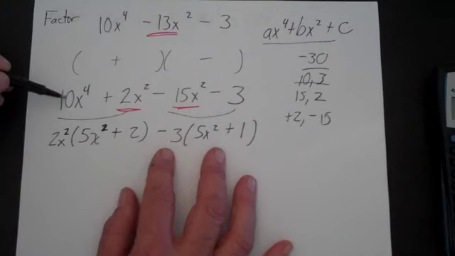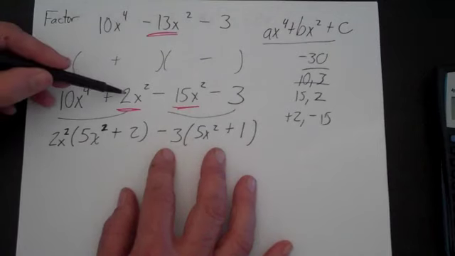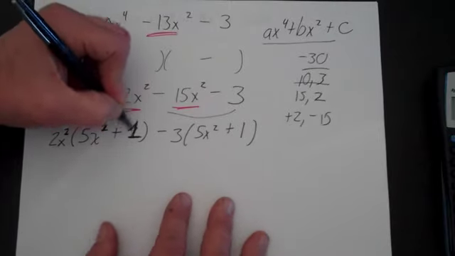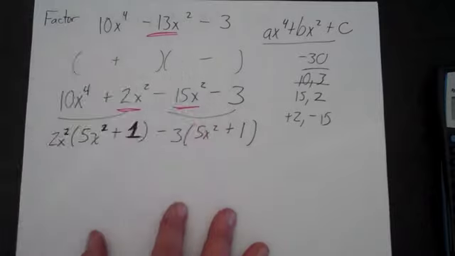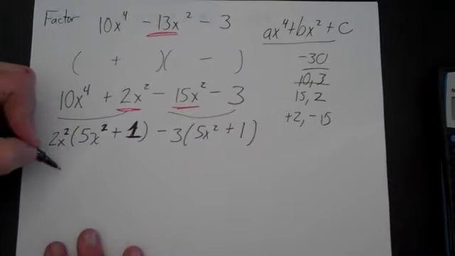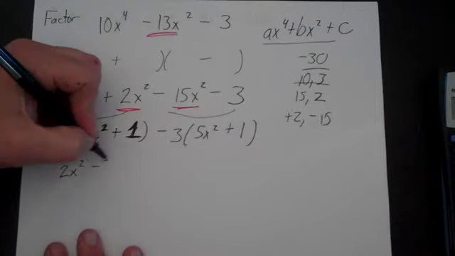Here I divided by 2. 10 divided by 2 is 5. Here I divided by 2. 2 divided by 2 is 1. So if you use factor by grouping and they don't match, there's one of two possibilities: you can't factor by grouping or you made a mistake. Luckily I made a mistake. Then you have 2x squared minus 3.